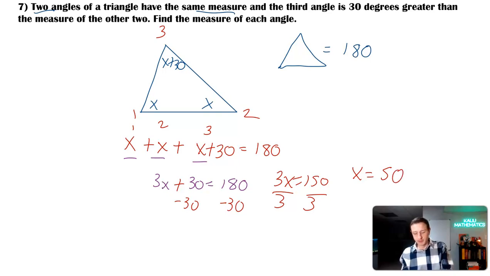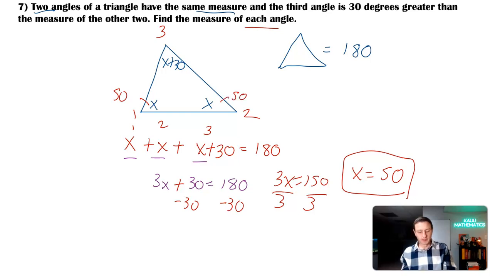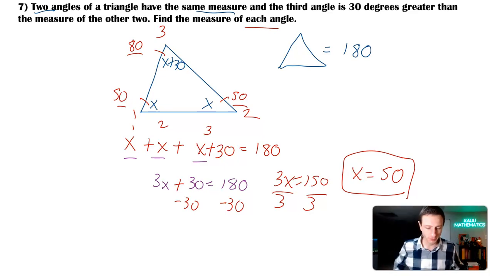So X equals 50. What does it want us to do? Find the measure of each angle. So if X is equal to 50, this angle is 50. This angle is 50. This angle is then 80. Double check your work. 50 plus 50 is 100. 100 plus 80 is 180. All angles in a triangle add up to 180. So this is the first introduction here to problem solving with solving equations.